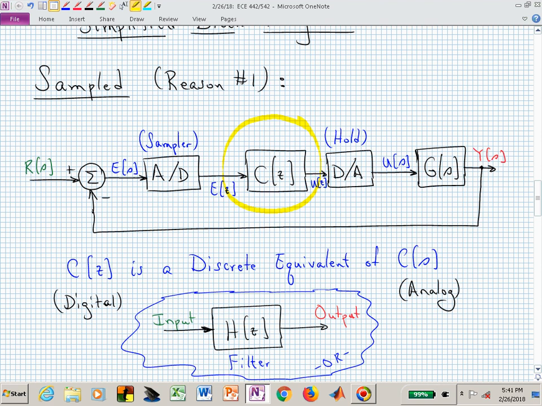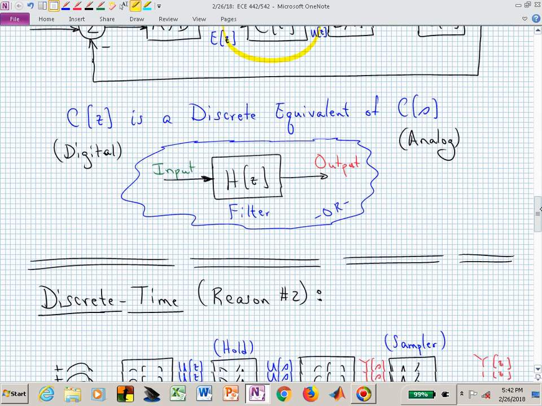Or another scenario is you now have a filter and you want to simply find its discrete equivalent, H of Z. Now maybe you want to have a high-pass filter, third order. How do I realize that in a computer or maybe in a spreadsheet with linear difference equations? That's scenario number one, or reason number one.